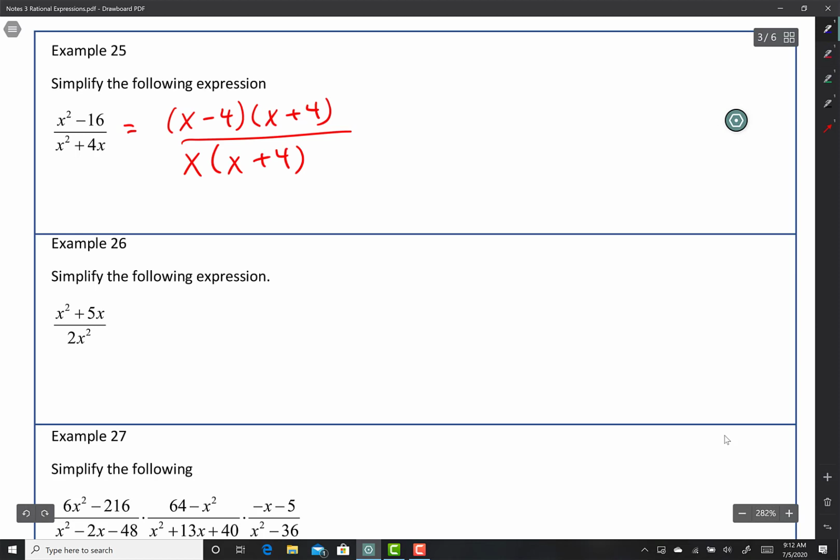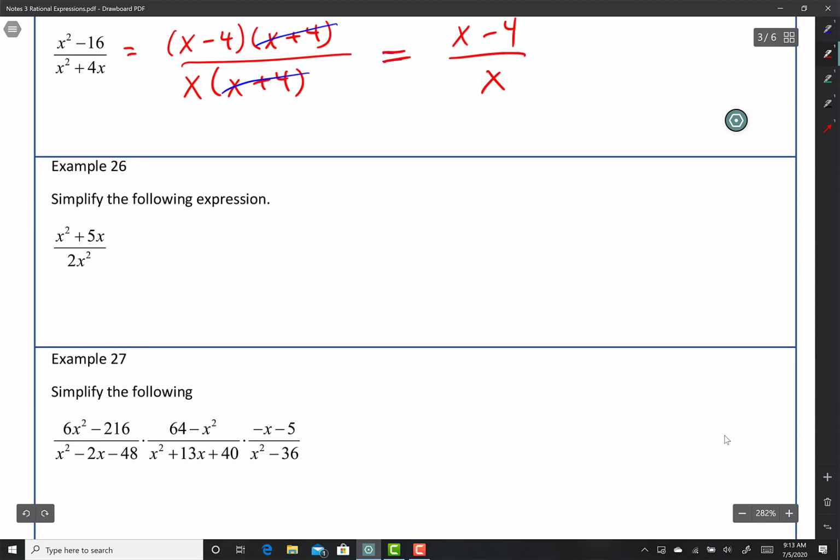So these might be easier than the ones we did previous, right? So maybe we should have started with these first. So the x plus 4's cancel out. And you just have, and I guess I should go back to red here, x minus 4 over x. And that's it, guys. Leave it alone.